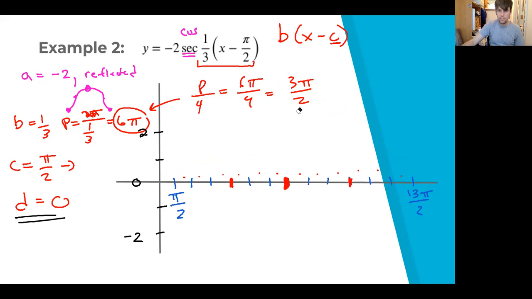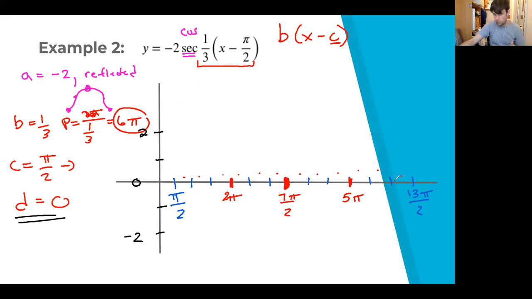Now, my preference is to go ahead and label these places if we can. I mean, we know the scaling and everything, so it shouldn't be too hard. This is 1 pi over 2, 2 pi over 2, 3 pi over 2, 4 pi over 2, which simplifies to be 2 pi. 5 pi over 2, 6 pi over 2, 7 pi over 2, does not reduce. 8 pi over 2, 9 pi over 2, 10 pi over 2, which is 5 pi. 11 pi over 2, 12 pi over 2, 13 pi over 2. So pi over 2 increments.